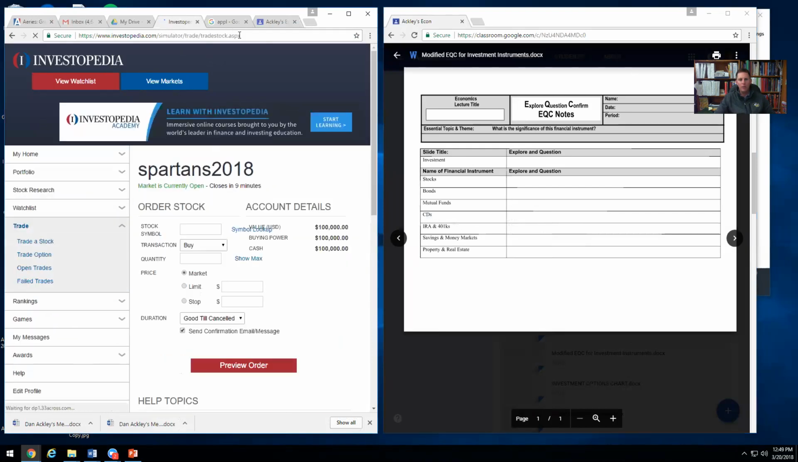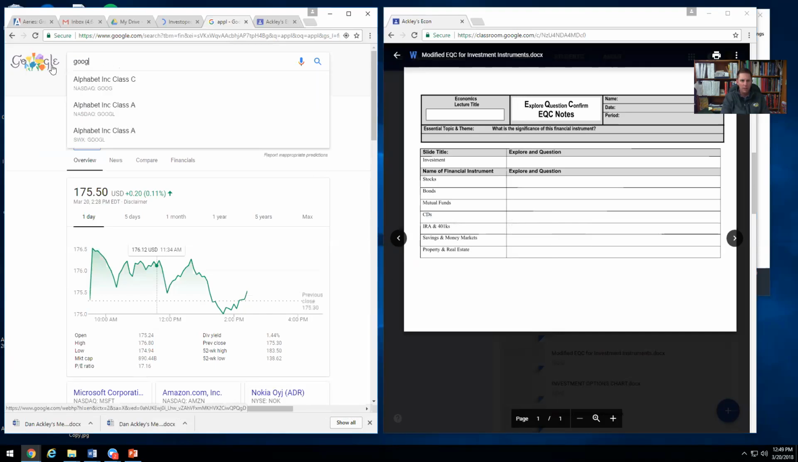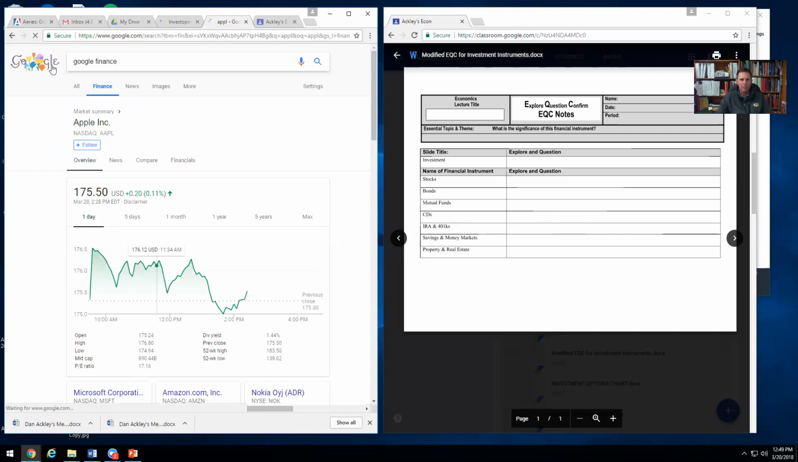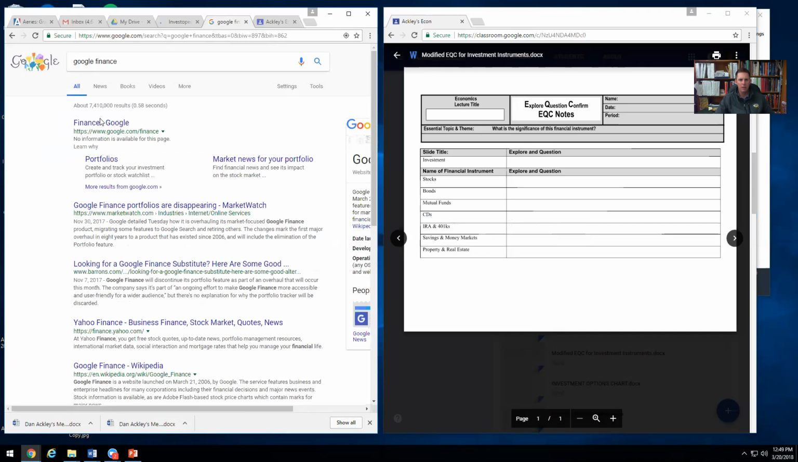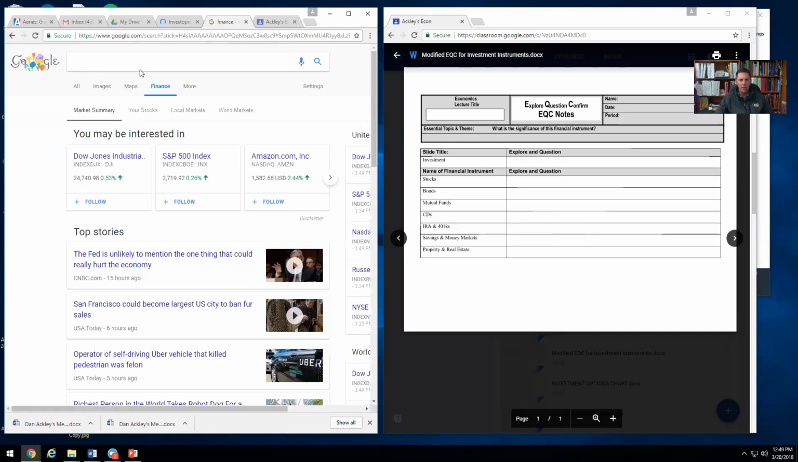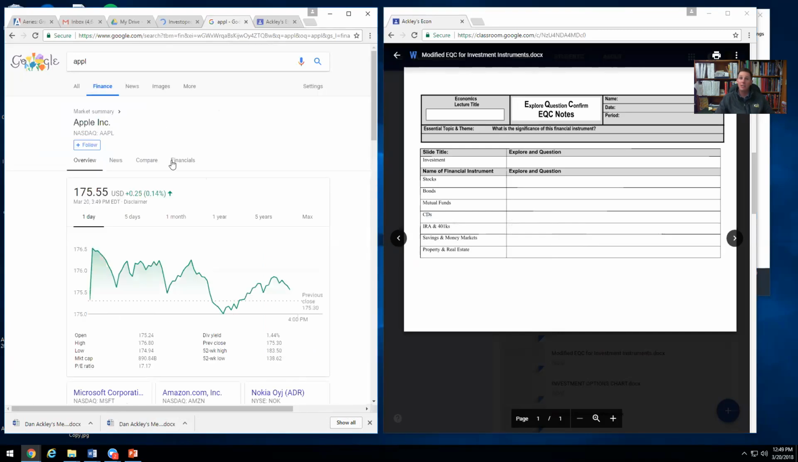And then all of the research is going to be done at Google Finance, like I showed you the other day. So you're going to type in Google Finance and just have these two open, so you have them both side by side. Open up Google Finance, and I'm just going to go ahead and type in Apple, for example. Apple is a tech stock that would work. Apple is selling for $175.55 today.